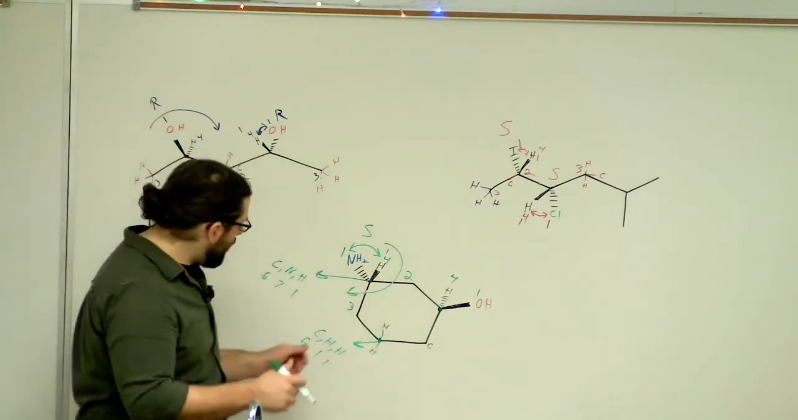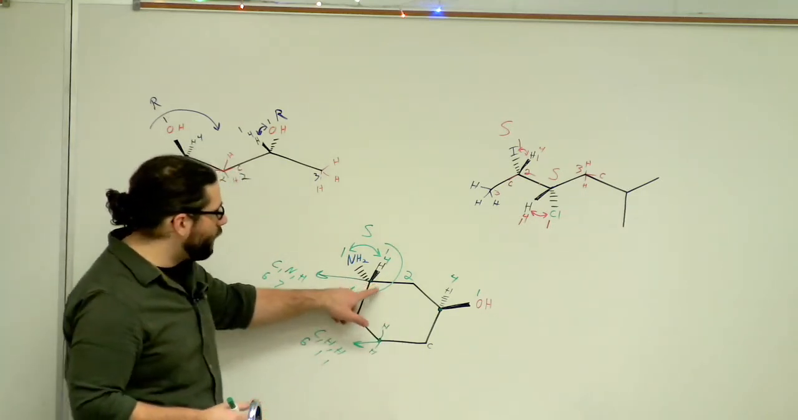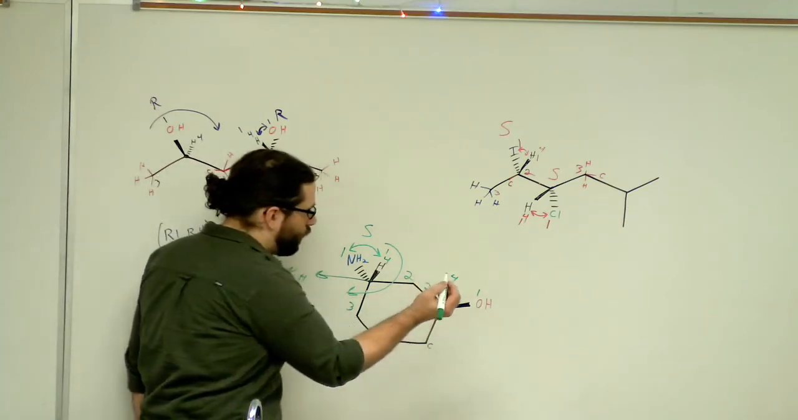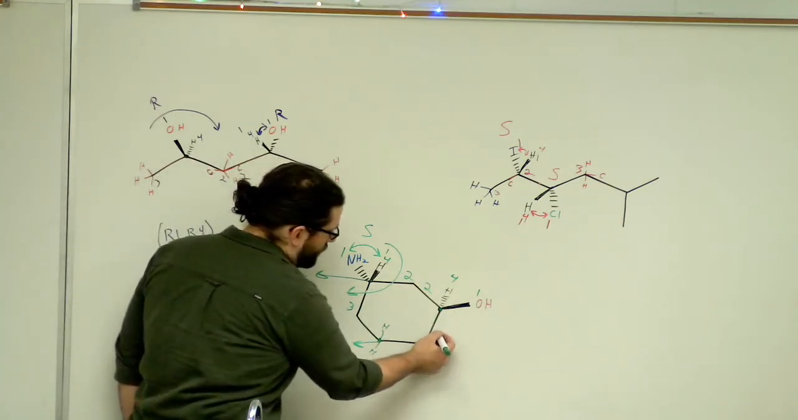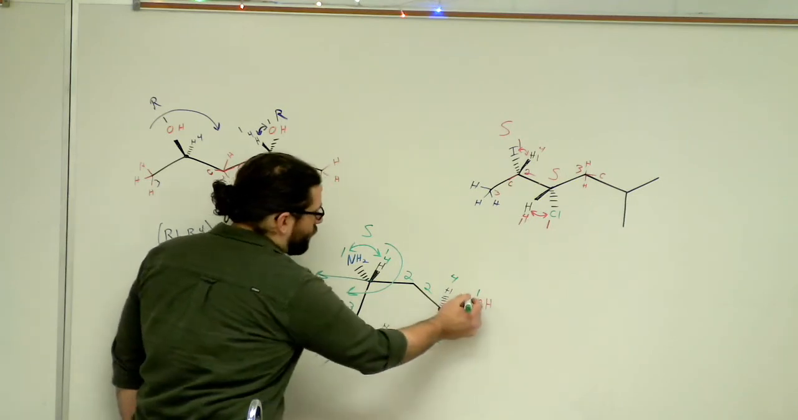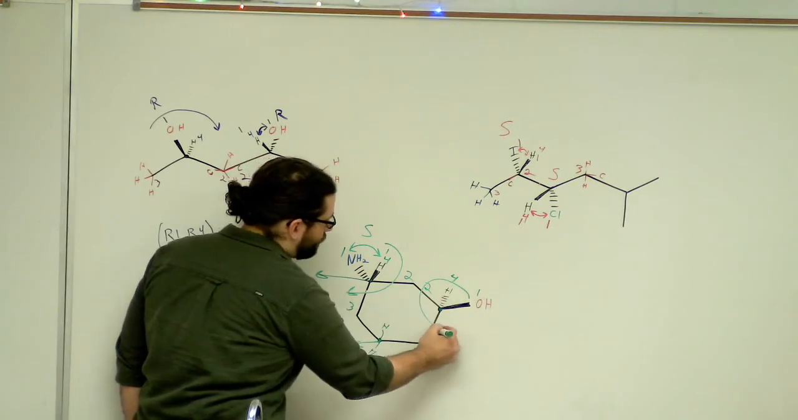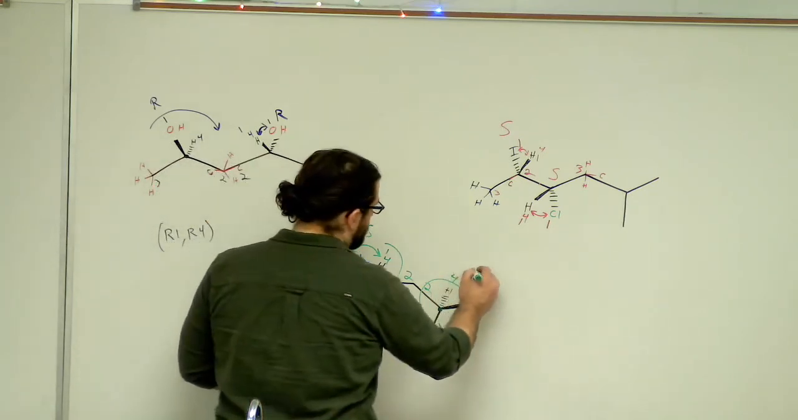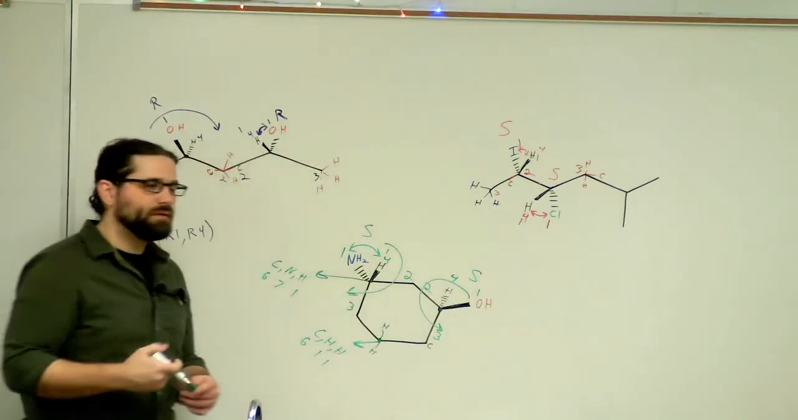Great. So that means that this carbon has a higher priority, and it is the 2 once again. And this is then the 3. So I go 1, 2, 3. I'm going counterclockwise, and that means this is the S. Fantastic.